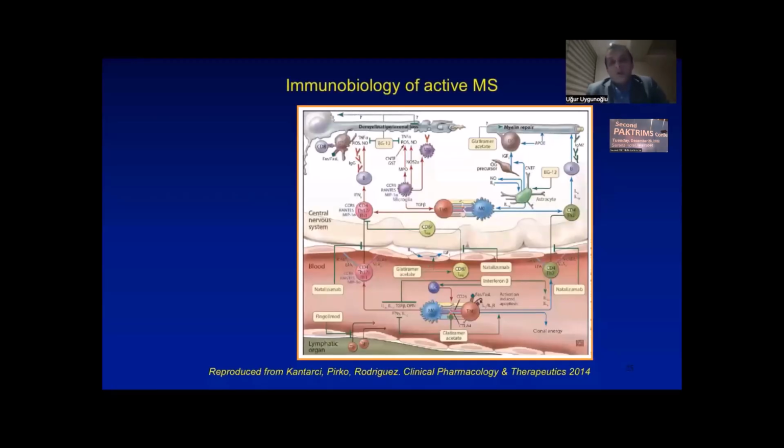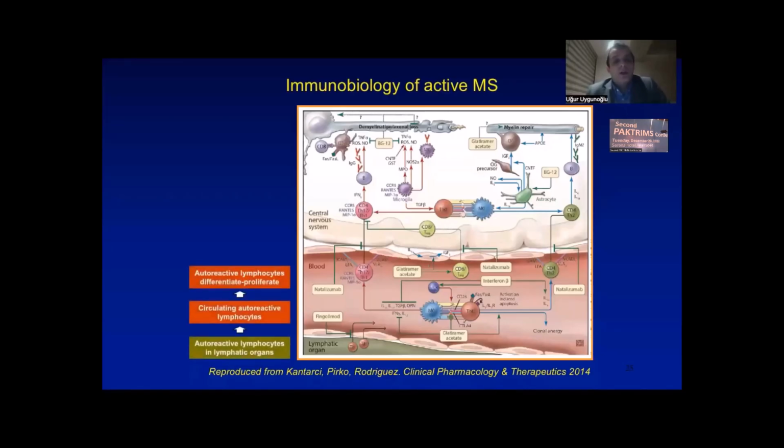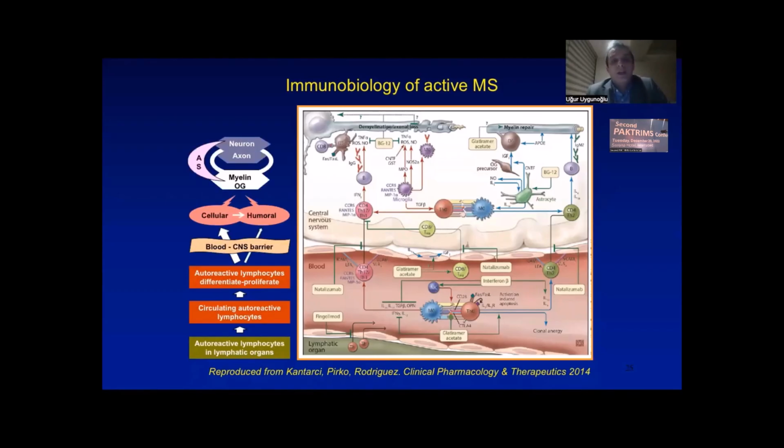So what is the immunobiology of active MS? It starts with autoreactive lymphocytes in lymphatic organs, which then get into the circulation, differentiate, proliferate, and pass through the blood-CNS barrier, evoking a cellular response and then a humoral response, and then damage to myelin and oligodendrocytes. The other mechanism is repair. The repair can still continue in the inactive period in multiple sclerosis.